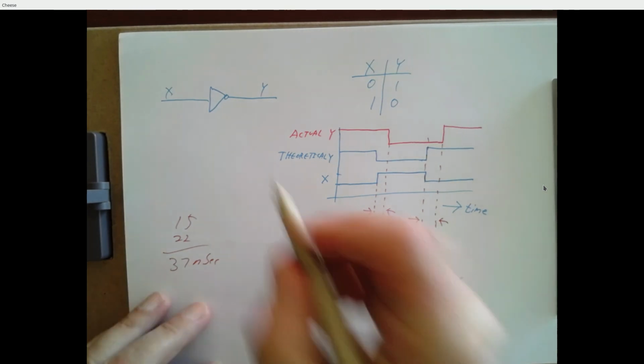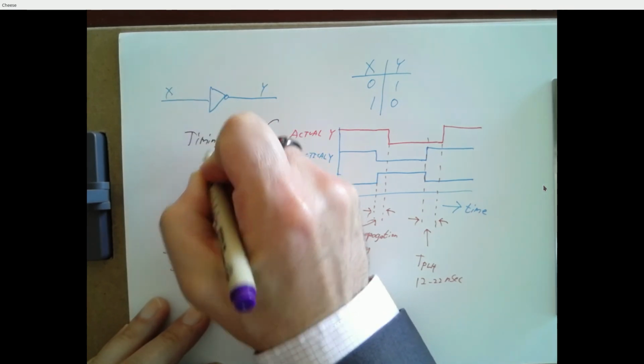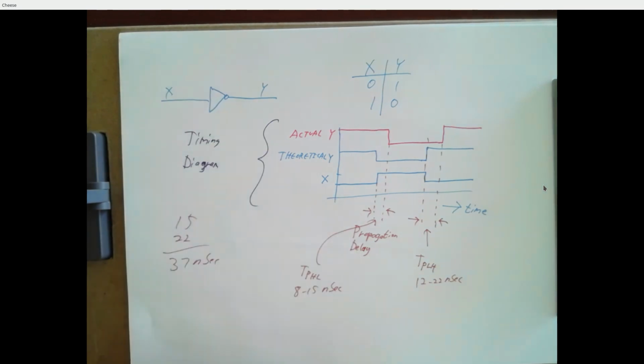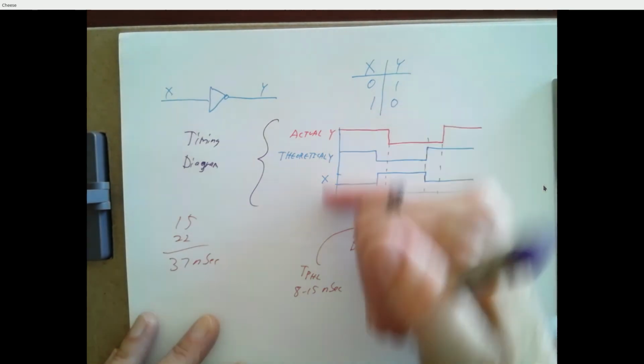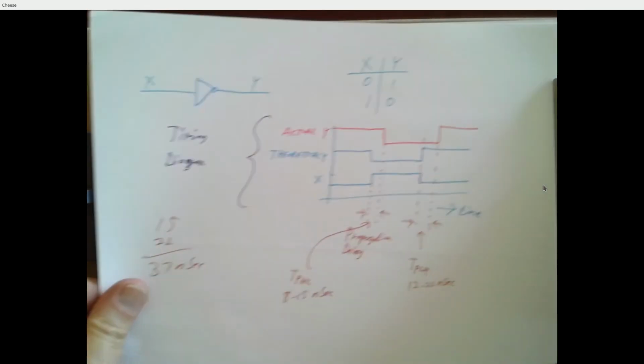So this is called a timing diagram. A timing diagram basically just shows time on the horizontal axis and then different signals, one on top of the other. And we can use this to analyze the behavior of a circuit. And let me show you a timing diagram for a really pathological circuit.